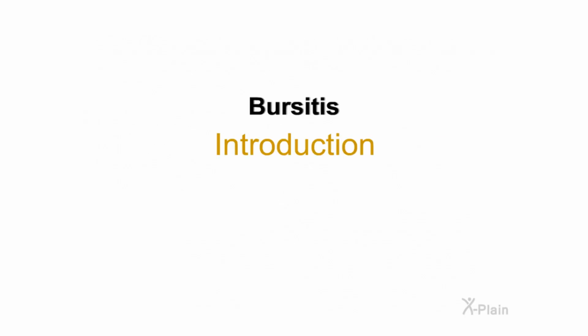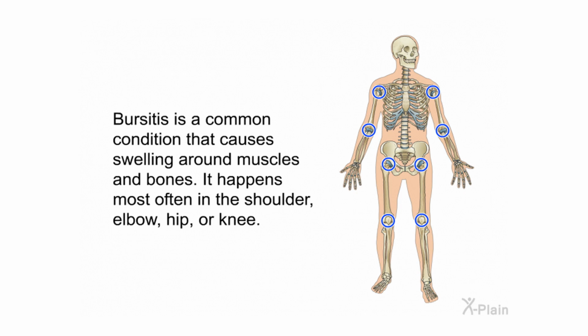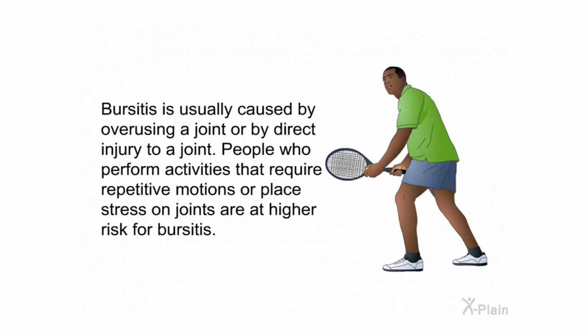Bursitis. Introduction. Bursitis is a common condition that causes swelling around muscles and bones. It happens most often in the shoulder, elbow, hip, or knee. Bursitis is usually caused by overusing a joint or by direct injury to a joint. People who perform activities that require repetitive motions or place stress on joints are at higher risk for bursitis.